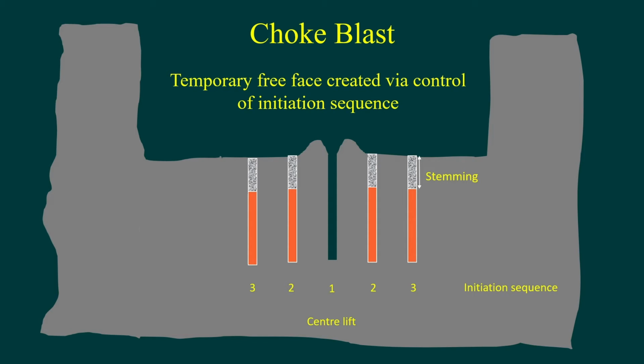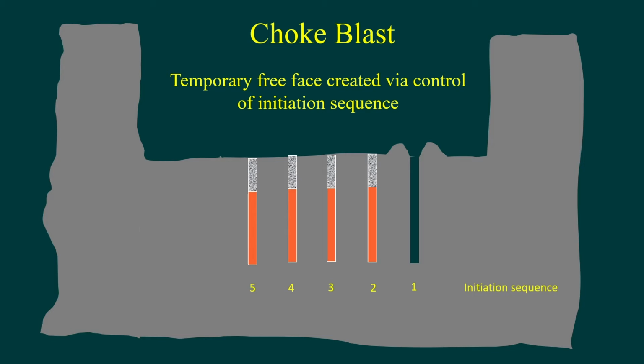Well, the answer is that the drill and blast engineer temporarily creates a free face by controlling the initiation sequence, the firing sequence of each of these holes. Now, in this particular case, we're looking at what's called a center lift, and these yellow numbers down here give us the initiation sequence of those holes. So number 1 is blasted first. That creates effectively here a free face for when blasts 2 are then initiated, and 3 and 4 and so on.